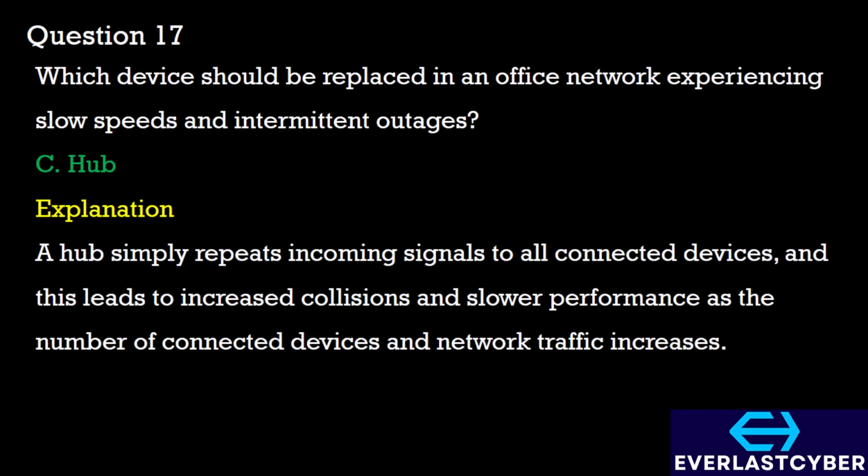The hub operates at layer 1, the physical layer, and it repeats incoming signals to all connected devices. Now, by doing this, it can lead to increased collisions and slower performance as the number of connected devices and network traffic increases. Remember that hubs do not manage traffic or provide any intelligence to the network. All it does is to repeat signals to all the ports on it. So this increases collisions and slows down performance. Once this is replaced, the speed will be improved and also the intermittent outages will be eliminated.